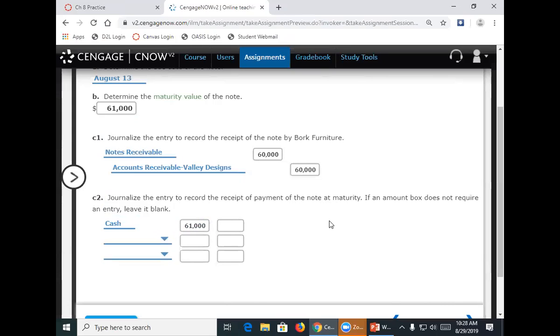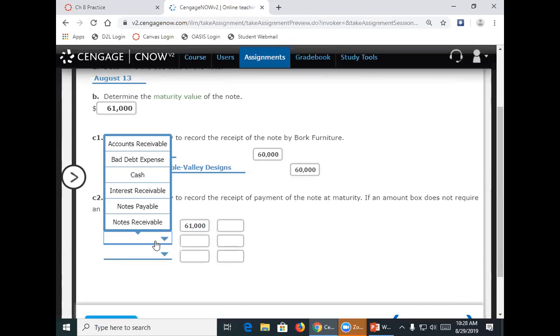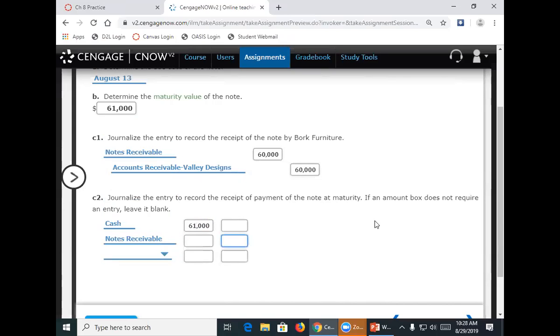And what do I credit? Notes receivable and interest revenue. Very good. Notes receivable gets credited 60,000 since they've paid it off. And interest revenue gets credited the $1,000 of interest that we've earned. Yes, revenue increases with a credit.